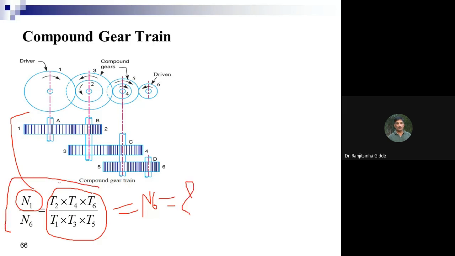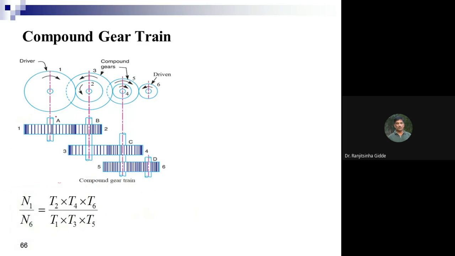For that we need to see how we have got this value. So again we can write, gear number 1 is in mesh with gear number 2. How to write here? n1 upon n2 is equal to t2 upon t1. First combination we have written.